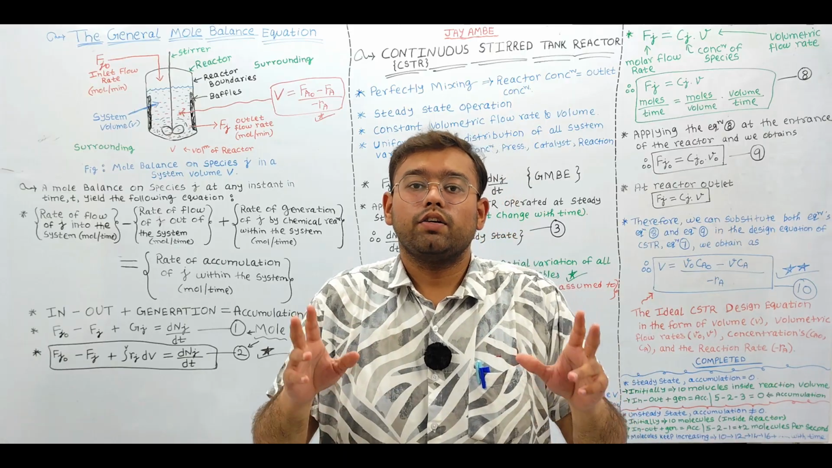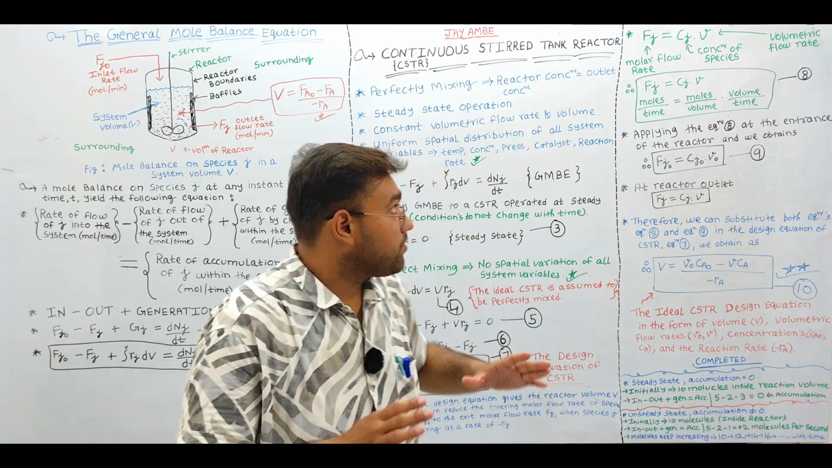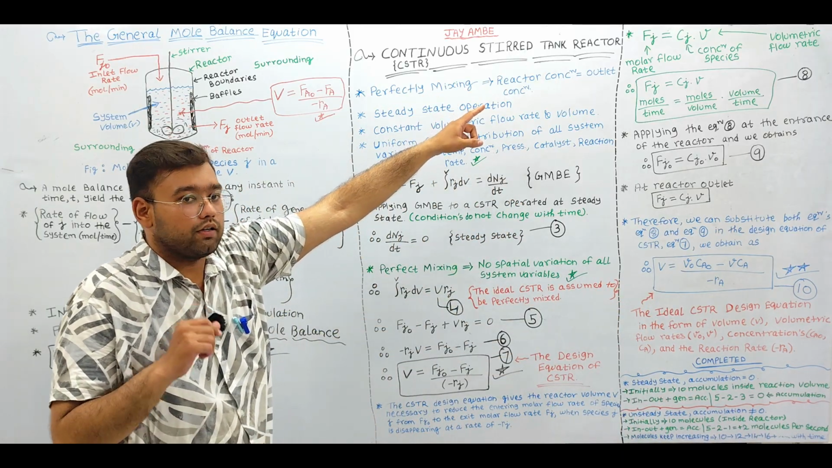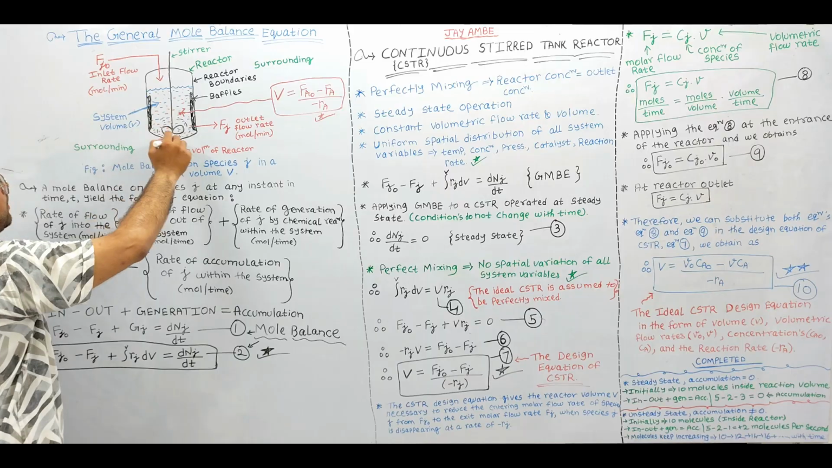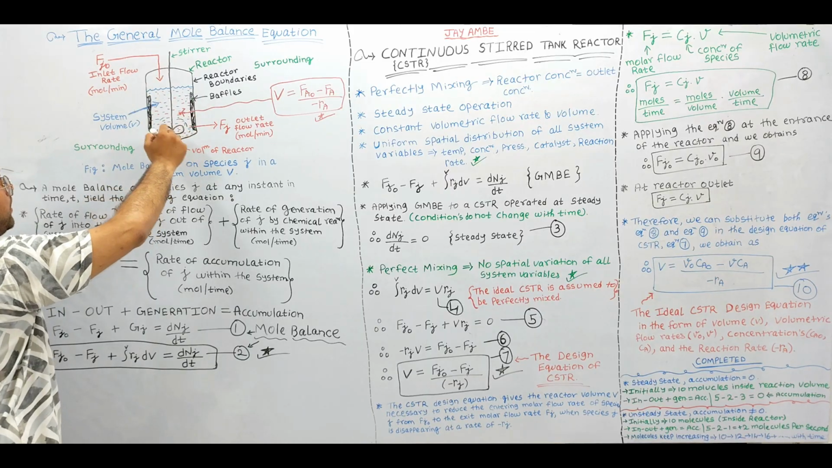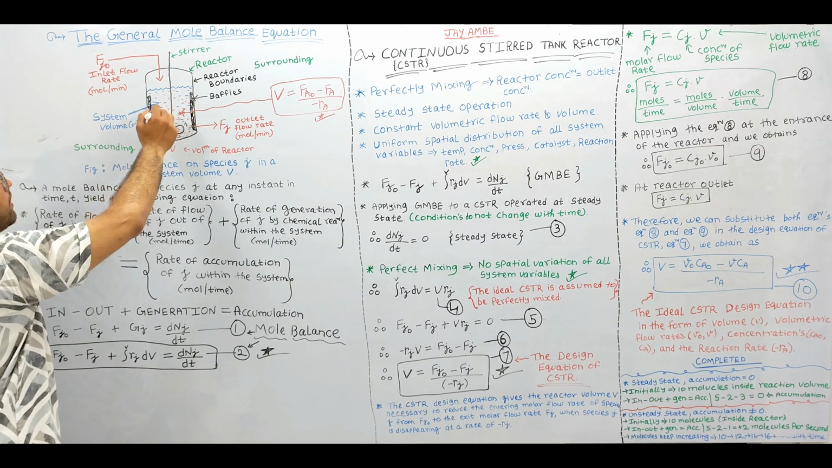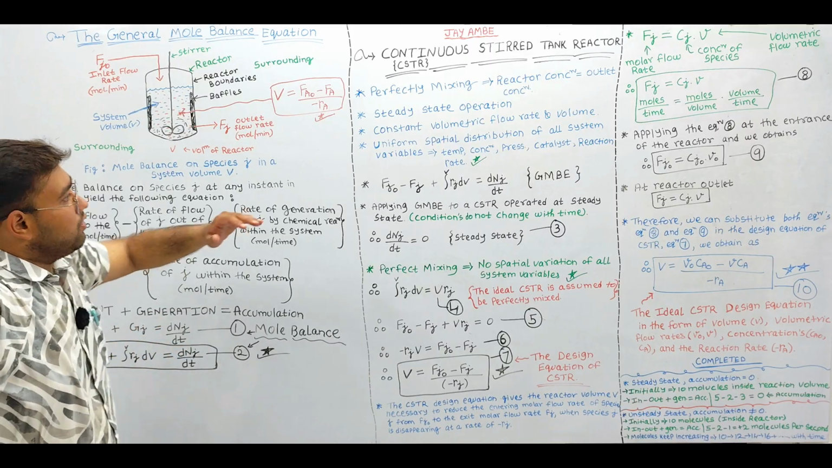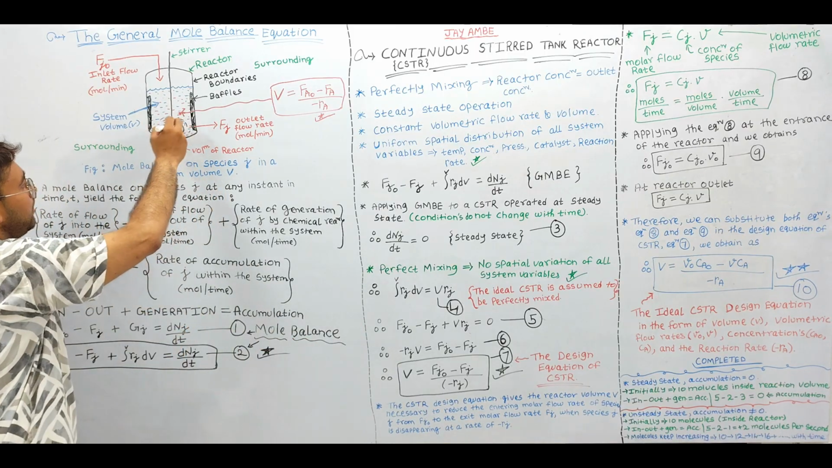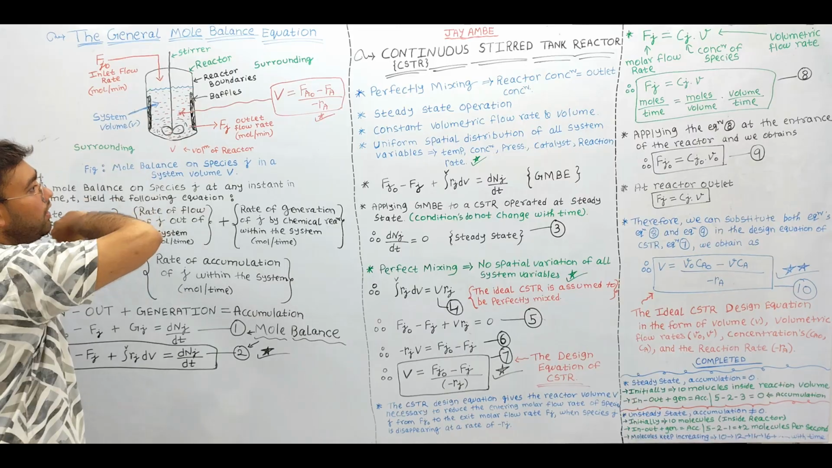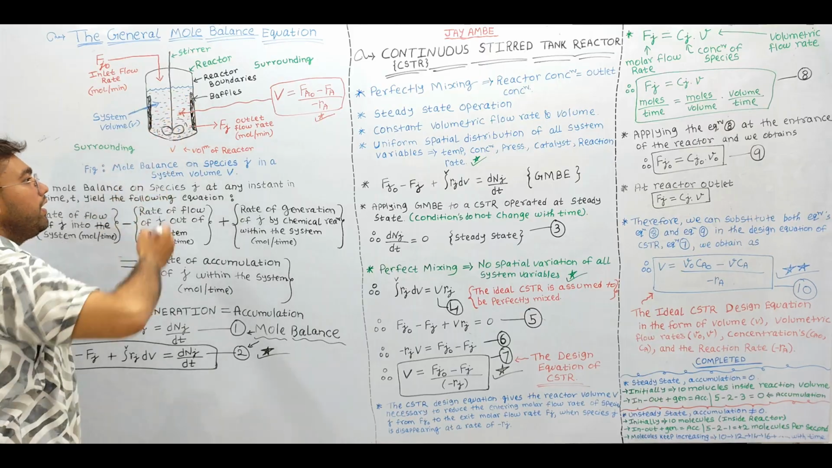First of all, the name continuously stirred tank reactor itself suggests the meaning, right? We have the word reactor and the word tank, which means a vessel. So the reactor is the enclosed vessel or tank in which the reaction will take place. Any vessel is indicated by the term tank, and reactor means the enclosed vessel in which the reaction will take place.